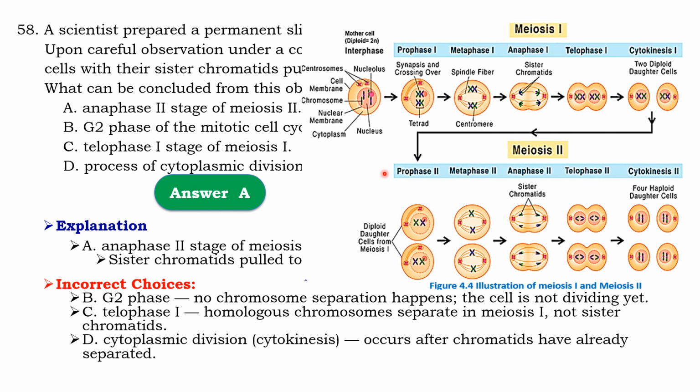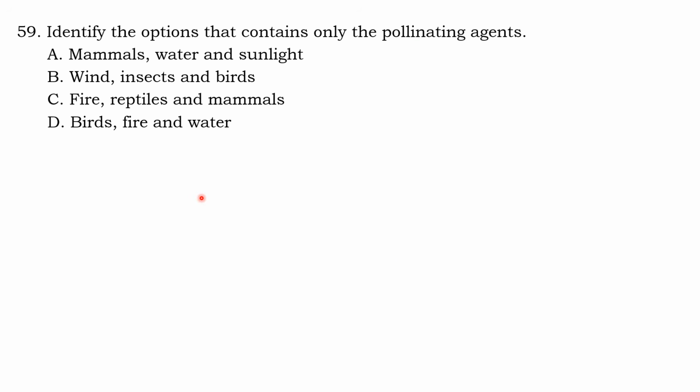So we can look in biology grade 10 and also biology grade 11: sister chromatids that move to opposite poles are at anaphase 2 of meiosis 2. So the answer should be A.